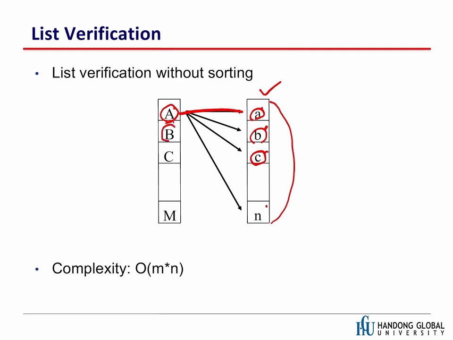Then how about B? Basically, we have to do the same thing. So we need n operations, n comparisons, and for C and so on. So basically, in big O notation, we need these computations. So that's what we do without the sorting. So n times m.